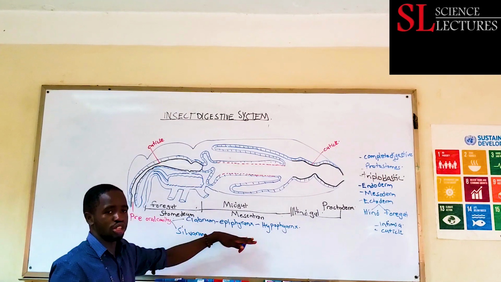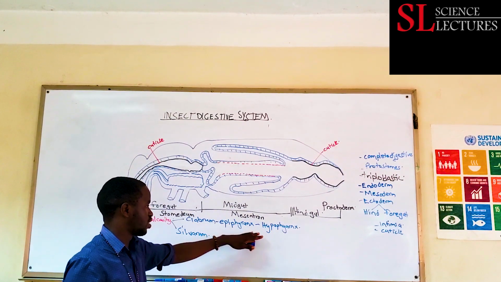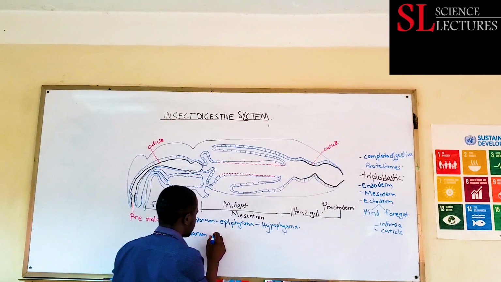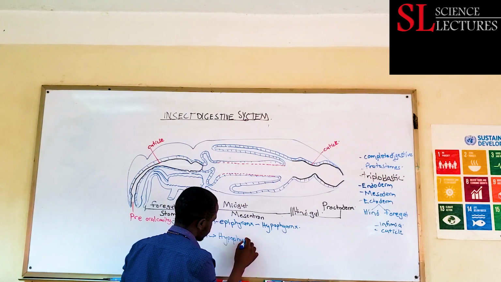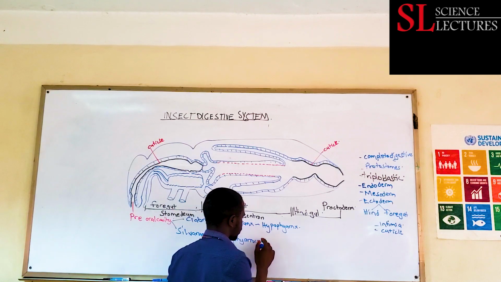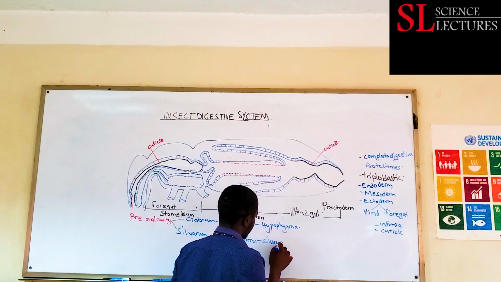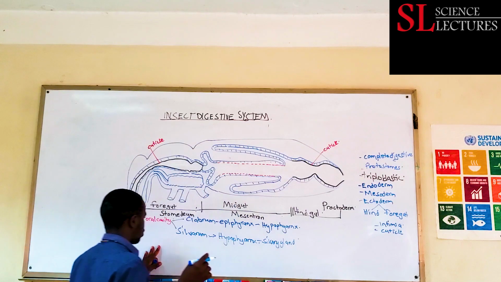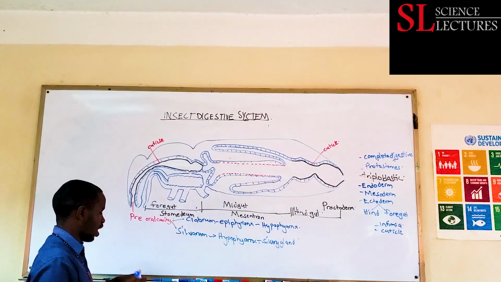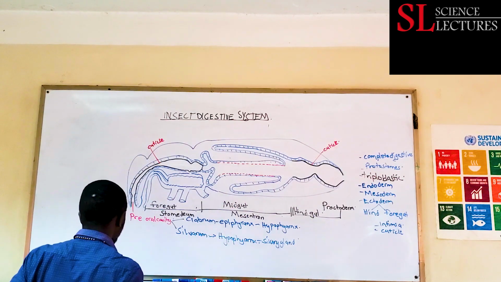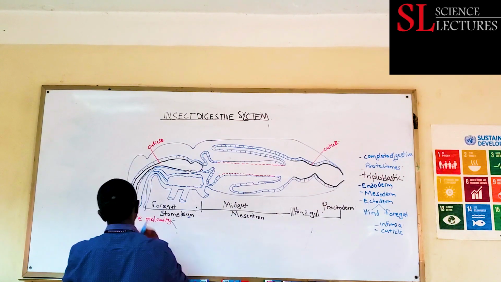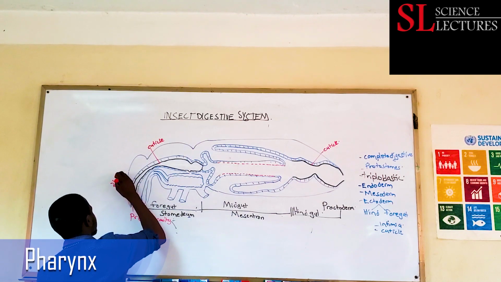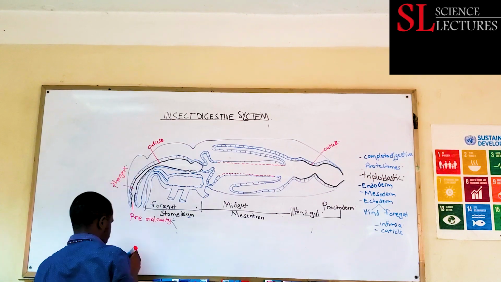The salivarium is the region between the hypopharynx and the salivary glands. We say the hypopharynx is the tongue of the insect. Those are the two parts that make up the preoral cavity, the cibarium and the salivarium. Then from there, the next part of the gut is the pharynx. So I want us to talk about the pharynx.